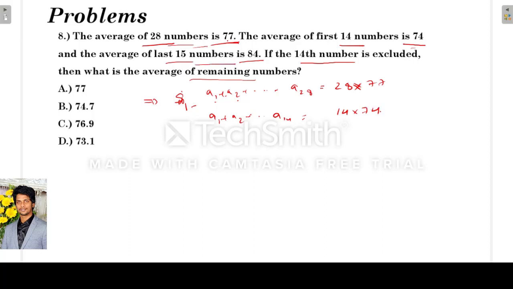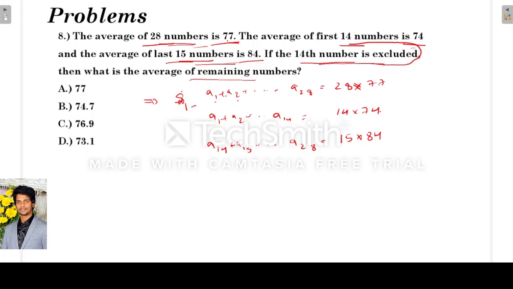So last 15 numbers. If you see, last 15 means first 13 we have to eliminate, because total there are 28. Last 15 means first 13 will go. So it starts from A14 plus A15 plus dash dash dash A28. Its average is 84 and number of terms is 15, right? So 15 into 84. So now they are telling, if the 14th number is excluded.